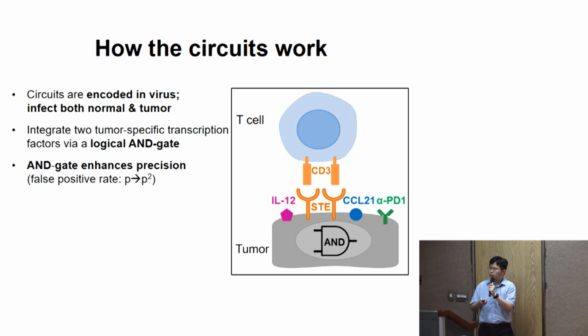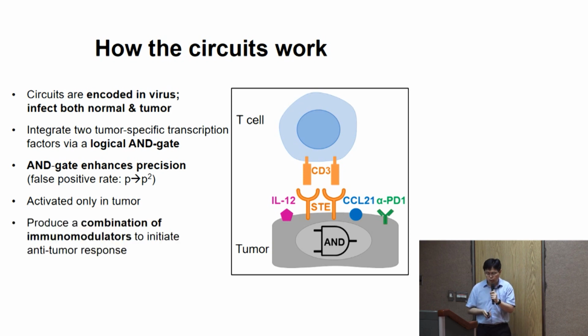It decreases the false positive targeting rate from P when targeting a single marker to P squared when targeting with the AND gate. As an effect, it will be only activated in cancer cells. And it will trigger the production of a combination of immunostimulators. This combination is very important, and I will get to it a bit later. This combination can initiate a strong and sustainable anti-tumor immune response. So essentially, our circuit can directly engineer tumor cells and turn tumor cells against themselves.